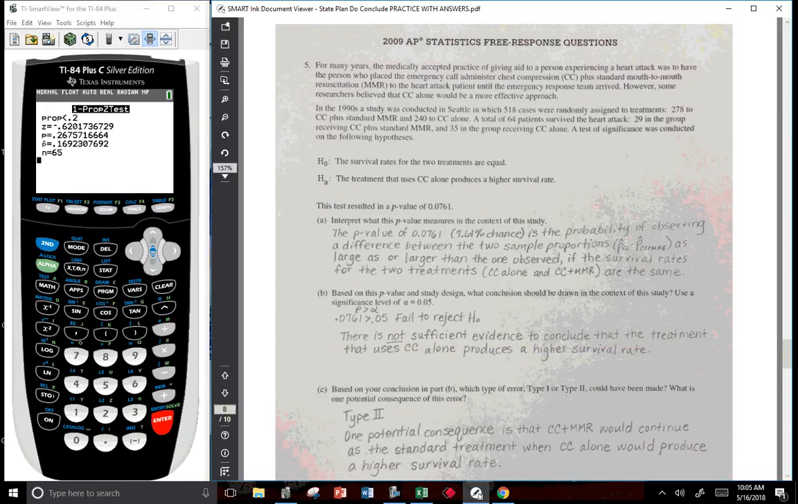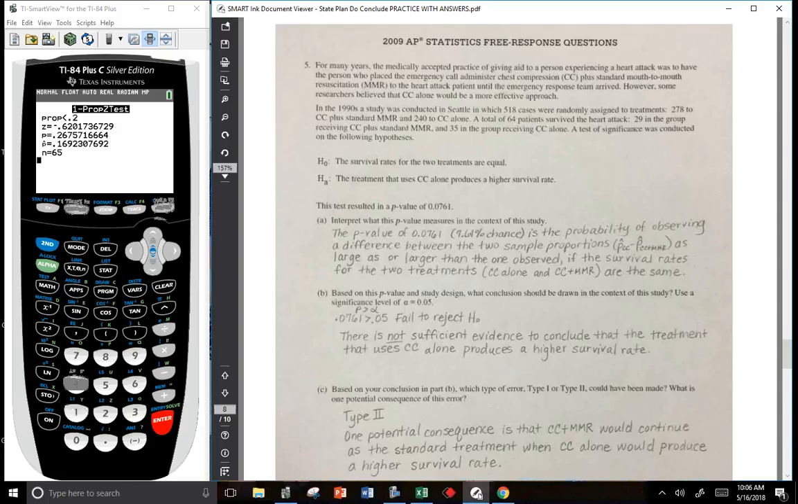The p-value of 0.0761, that is the probability of observing a difference between the two sample proportions as large or larger than, because it says higher in the alternative, as large or larger than the one observed, if the survival rates for the two treatments are the same. Yes, you need to know how to interpret the p-value. It could be a multiple choice question or it could be an FRQ question, apparently.